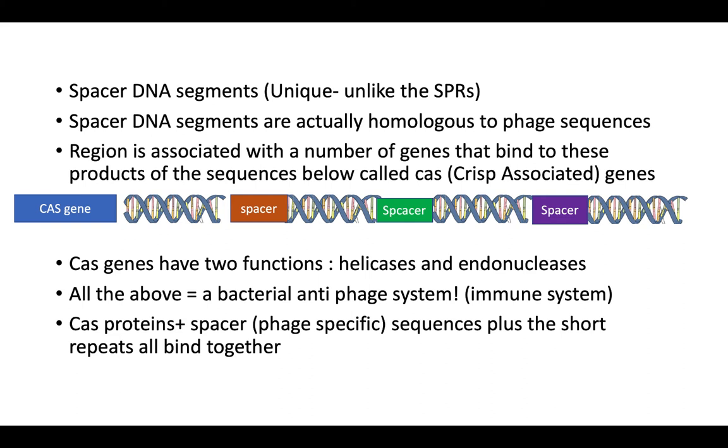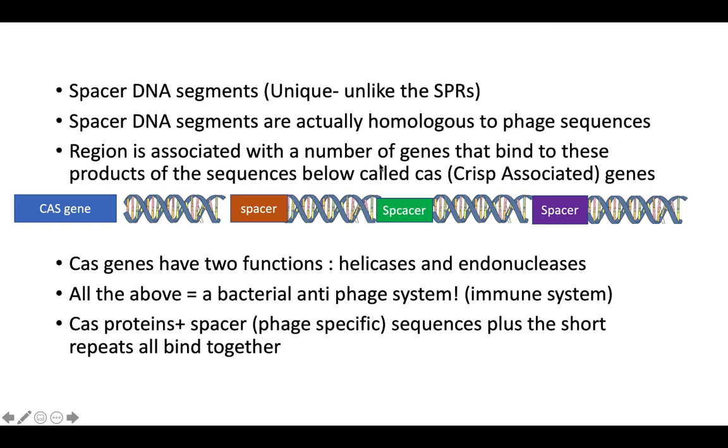So what do they have? They have these short palindromic repeats with a spacer. The spacer turns out to be specific to a phage. واحد من الفيجز that infects this specific bacteria. وهذا فيج تاني وهذا فيج ثالث. So these are actually homologous to the phage sequences.